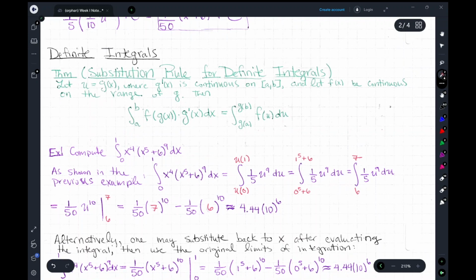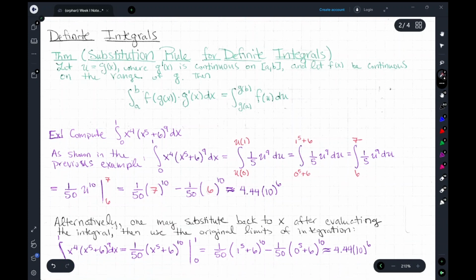Okay, just pretty straightforward. So we want to compute this integral. Now this is a definite integral. It's the same one we had above, except now we are integrating from 0 to 1. Well, what changes is now we have this u of 0 and u of 1. What is u? x to the 5th plus 6. So plugging 0 into x to the 5th plus 6, you get 6. And plugging 1 into x to the 5th plus 6, you get 7. And you integrate through these new bounds, and you get that expression right there.